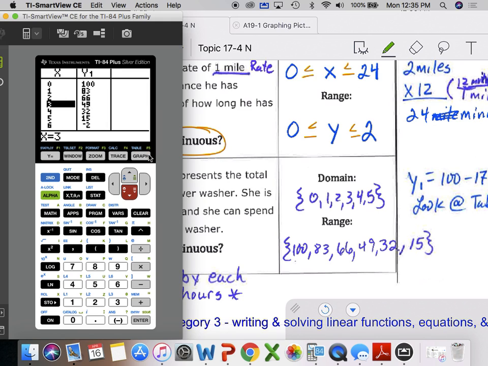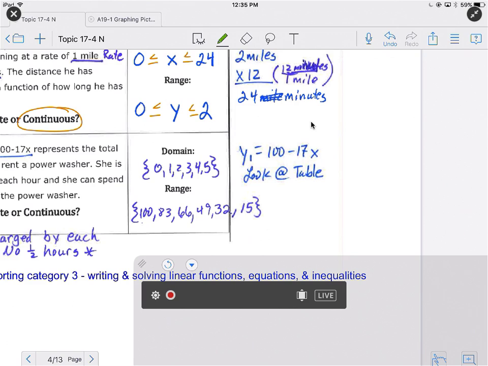Now we have until she runs out of money, because y represents the amount of money. So if she has negative money, that means she now owes the company, and that's not okay. So 5 hours is going to be the lowest x. So you can rent it for 0 hours or up to 5 hours, and those domains are listed. And remember, because she cannot break up the hours, it is listed with the little brackets or braces. And then the range is these amounts that correspond with the 0 through 5s on the x's.